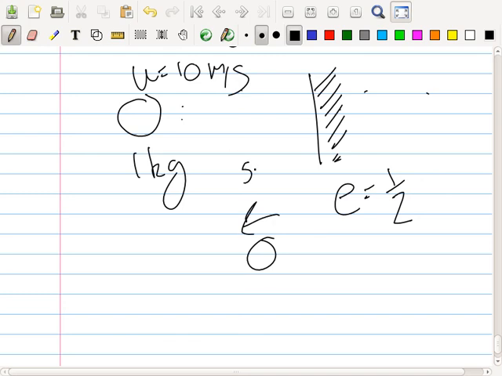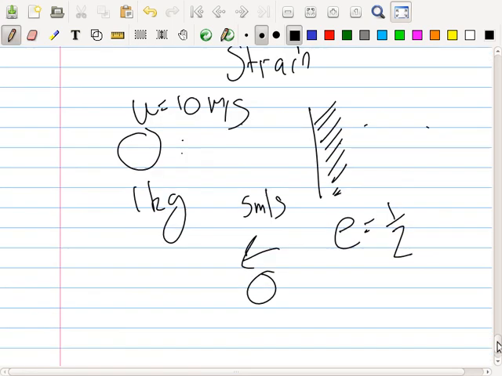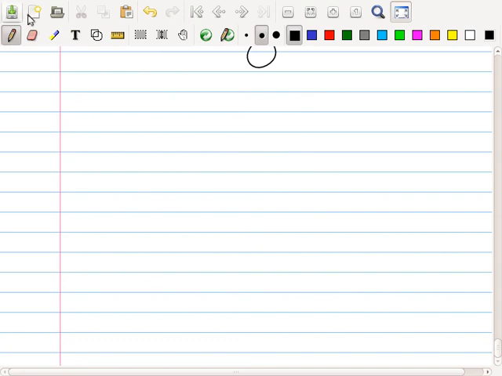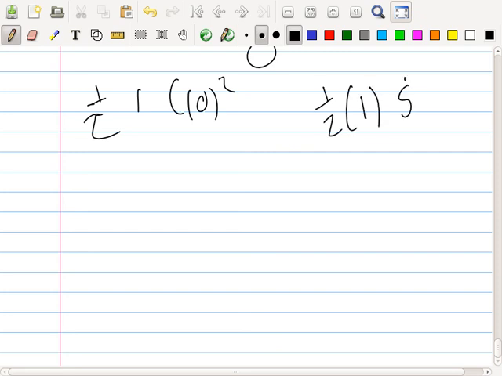5 meters a second. Yeah, kinetic energy. So what was the energy beforehand? A half m v squared. And after? A half m 5 squared. So before is 50 joules and afterwards is 25 over 2, 12.5 joules.